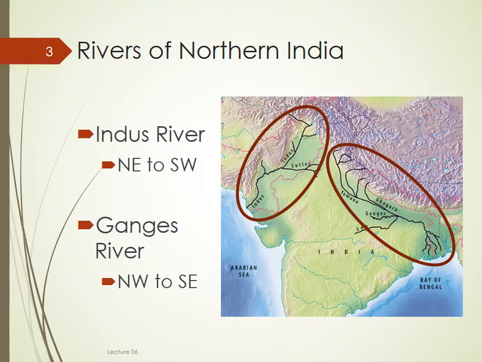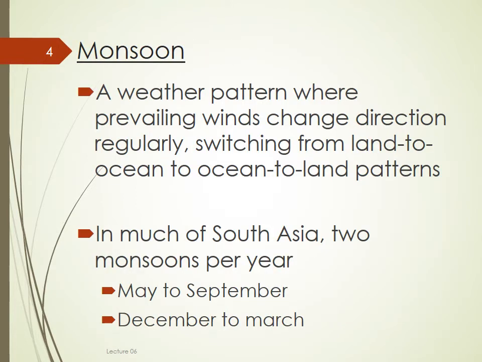Climate in South Asia varies between hot summers, dry in the north, humid in the south, and mild winters. More important than the temperature, however, are fluctuations in precipitation. The monsoons dominate much of Indian history. A monsoon is a weather pattern where wind flows from the land to the ocean for part of the year, then dramatically reverses to flow from the ocean to the land.